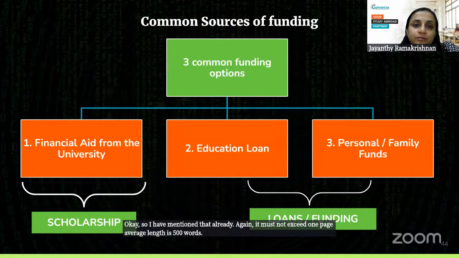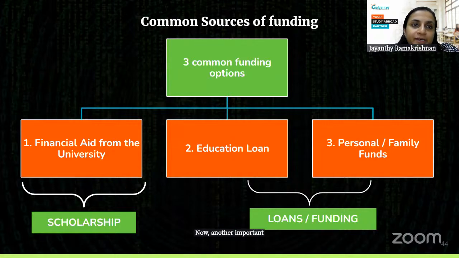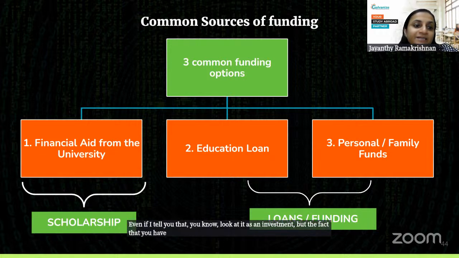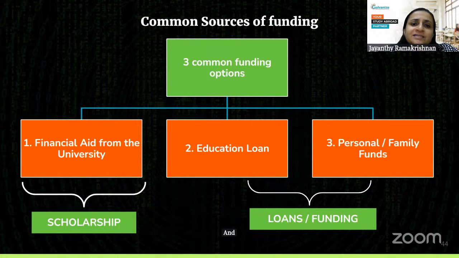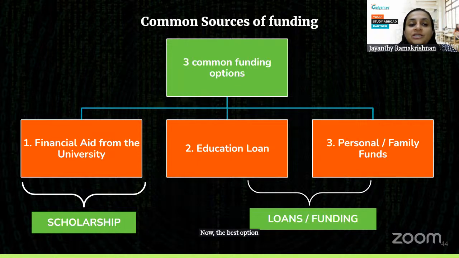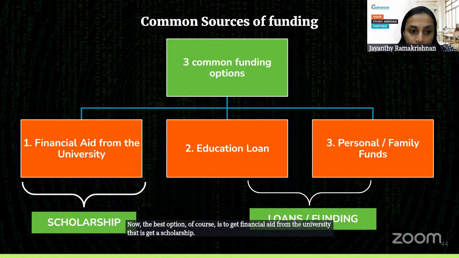Now, another important aspect of studying abroad, like I told you, is the expense part. Even if I tell you that, look at it as an investment, but the fact that you have to put in that investment is not a small matter. And when you compare the currency, yes, it is very expensive to study abroad. So which is why you should explore all the possible funding options that you can have. Now, the best option, of course, is to get financial aid from the university, that is, get a scholarship. So I will talk about that.